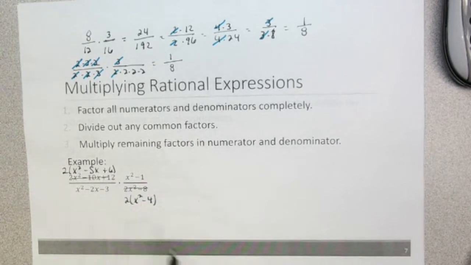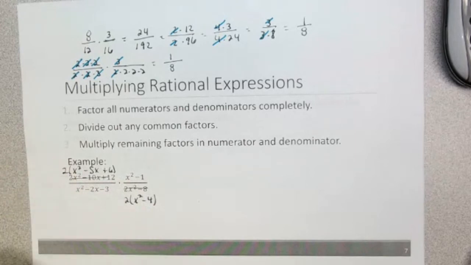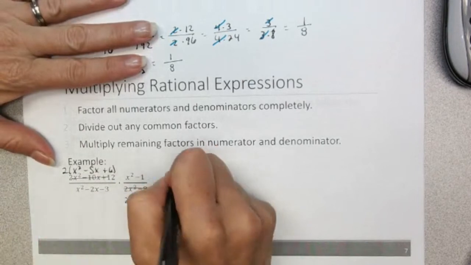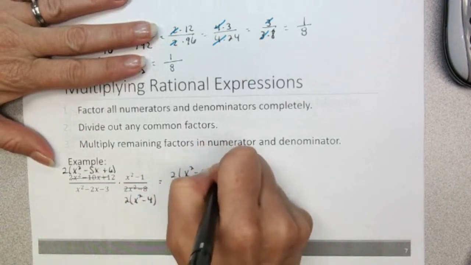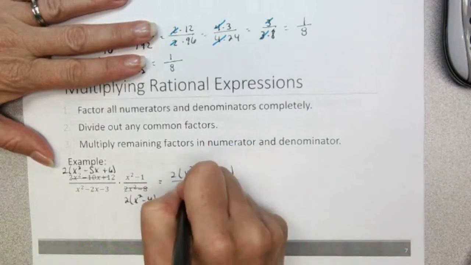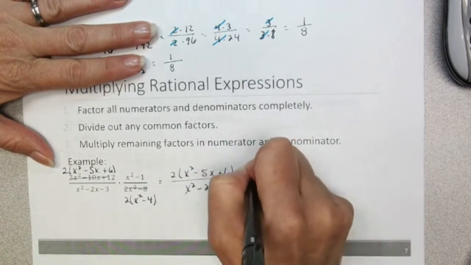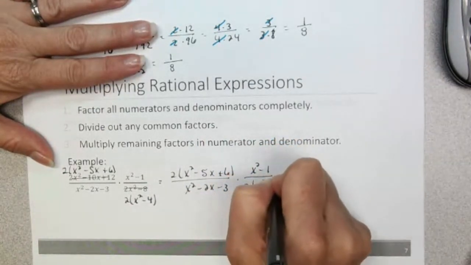All right, so only those 2 have greatest common factors. But can I factor further? Yes, I can. Right now, if I wanted to, I could divide those 2's out, or I could just wait as well. Maybe I'll just wait. Let's see if we can rewrite this. So this is now 2 times x squared minus 5x plus 6 over x squared minus 2x minus 3 times x squared minus 1 over 2 times x squared minus 4.